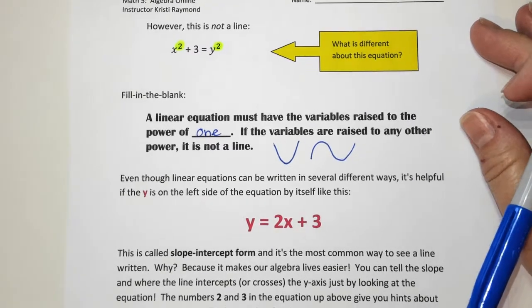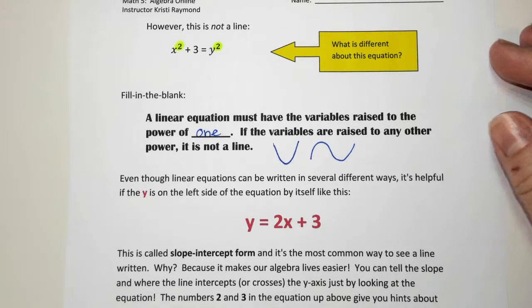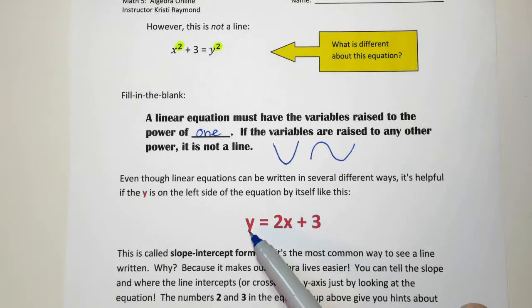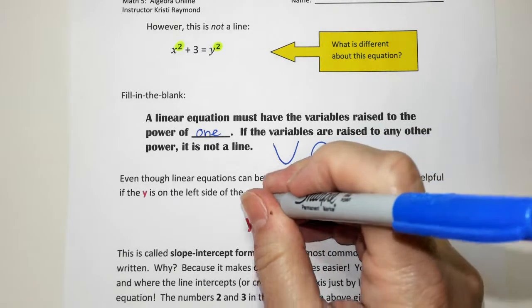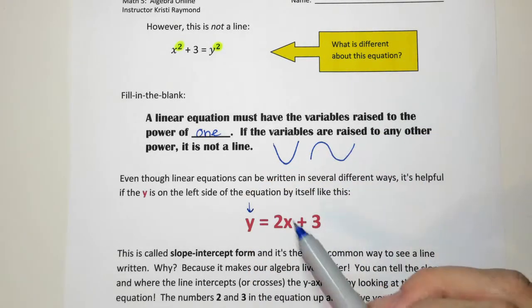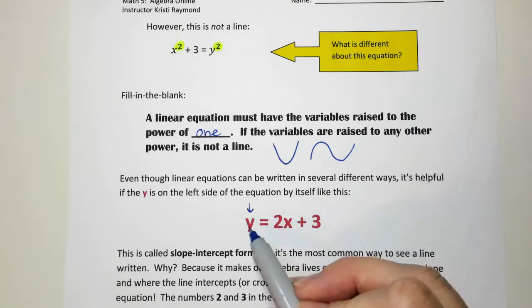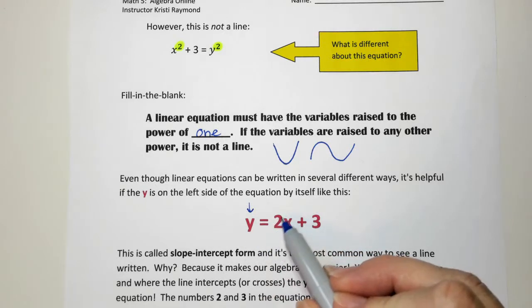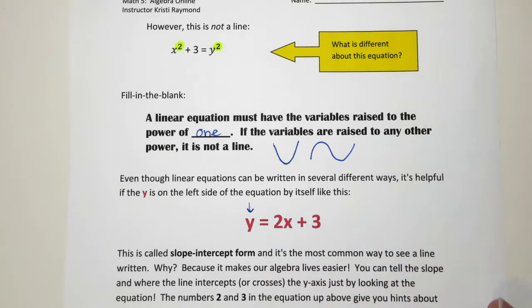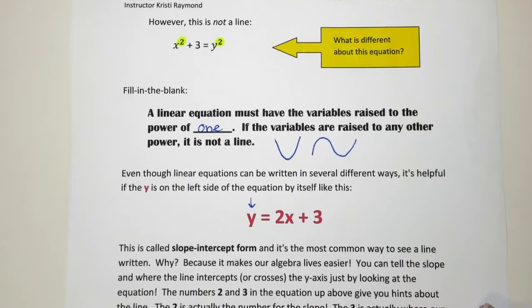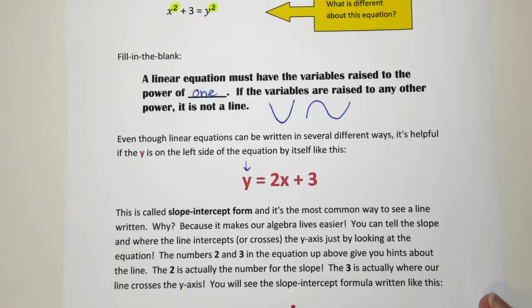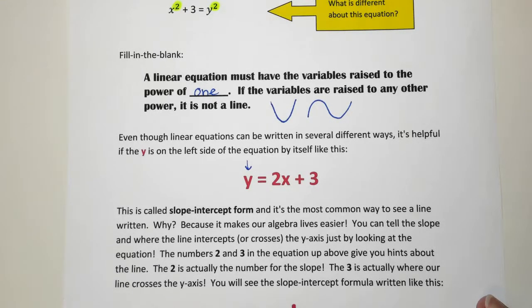So even though linear equations can be written in several different ways, it's helpful if the y is on the left side of the equation, on the left side of the equal sign by itself. Y equals 2x plus 3. When you see a line written this way, with the y on the left and then the x on the right and then an extra number here, it's called the slope-intercept form, and it's the most common way to see a line written. Why? Well, because it makes our algebra lives easier. You can tell the slope and where the line intercepts or crosses the y-axis just by looking at the equation.